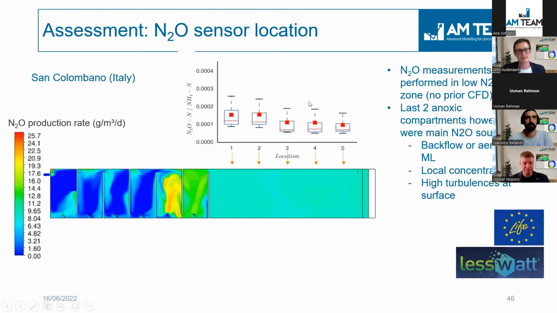For example, this is an example from San Colombano in Italy, a plant which our colleague Giacomo knows very well. These people actually measured with 5 sensors in this zone here. But in fact, what you can see on the simulation, the hotspots are in a different spot. And as Ingmar has shown, these zones also shift. So it's not that this zone always has low N2O emission.